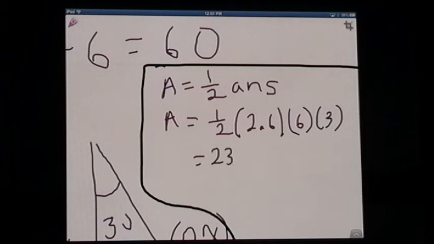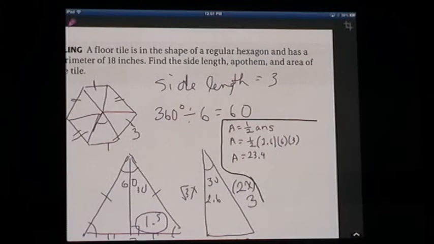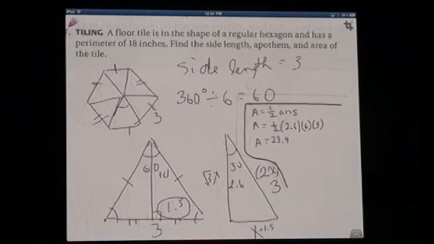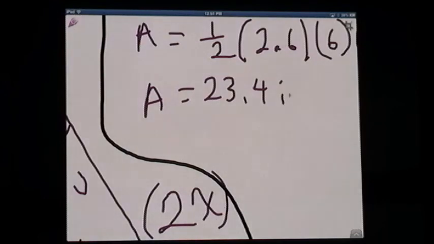23.4. 23.4 is our area, and then we have to find our units. Inches. So area is always in square inches, so it's inches squared or square inches.